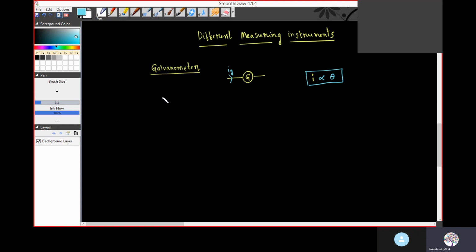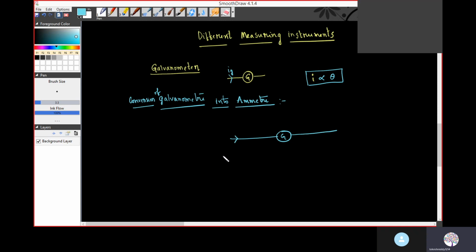Now, conversion of galvanometer into ammeter. So we have to convert the galvanometer into an ammeter. Now this is a galvanometer. To this galvanometer, some current is passing. What we have to do is to convert this galvanometer into an ammeter.